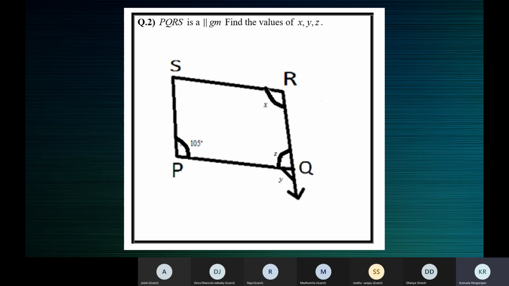Which are the parallel lines? You must identify the parallel lines and the transversal. SR and PQ, ma'am. Yeah, SR and PQ are the parallel lines. And what is a transversal? What do we understand by the term transversal? A transversal is a line segment which intersects two parallel lines, ma'am.